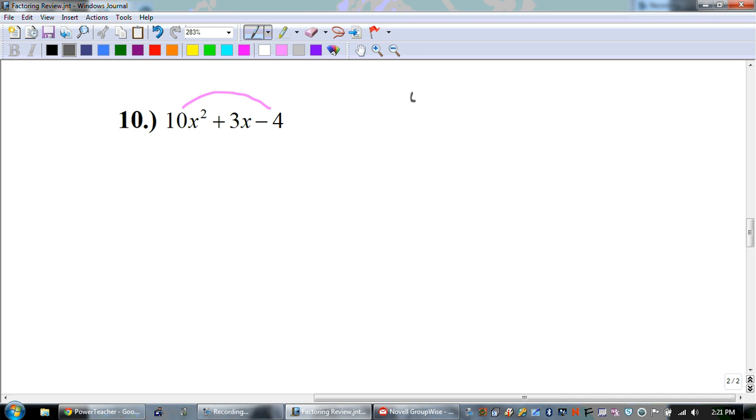10 times 4 is 40. So if you want to write down all the factors, 1 and 40, 2 and 20, 4 and 10, 5 and 8. And out of those, I want numbers that multiply to get to negative 40 and add to get to a positive 3. Do you see a set in there? I do. Yeah, 5 and 8.